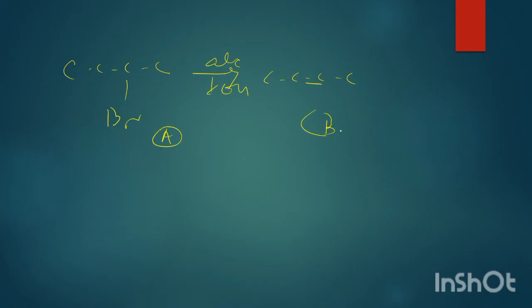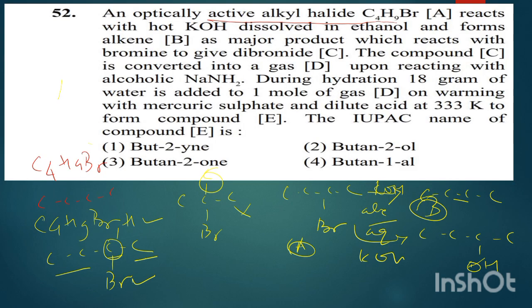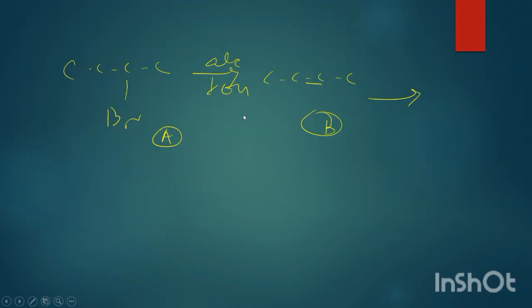Next up, alkene B as the major product reacts with bromine to give a dibromide. So after reacting with bromine it gives a dibromide. The only option will be this, that is, Br attached to the second and third carbons. What will be its name? 2,3-dibromobutane.